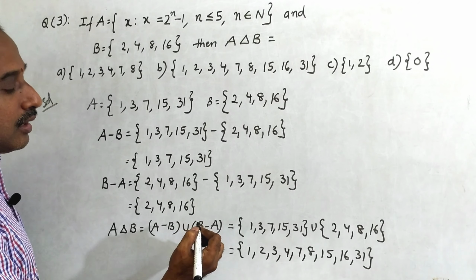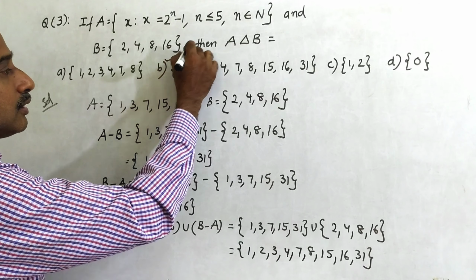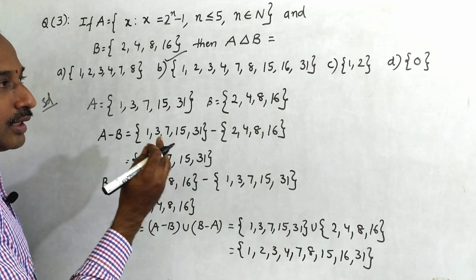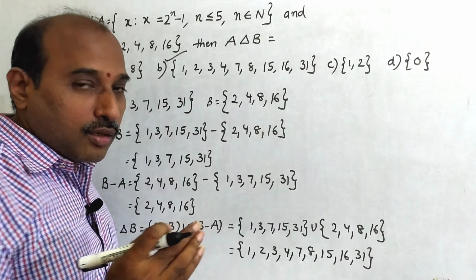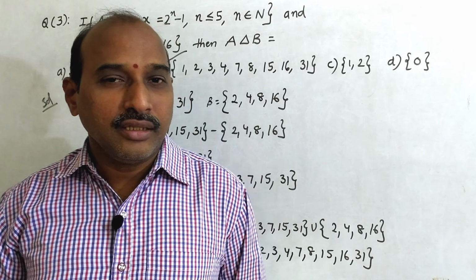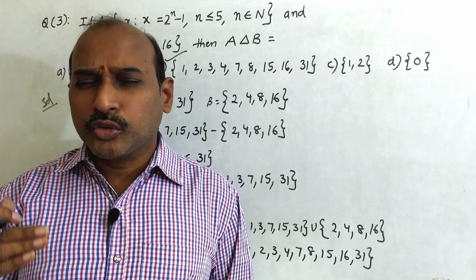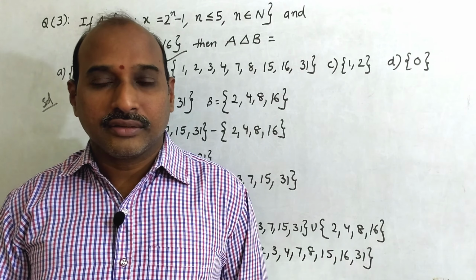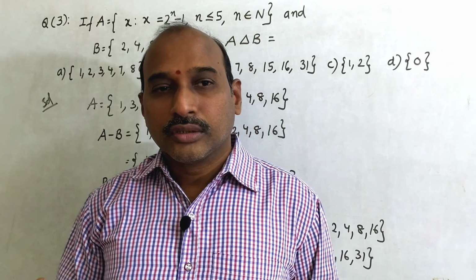Now what is the answer in this? Here B is the correct option. So A delta B is equal to A minus B union B minus A. These are the problems which will come in the NTSC. So you have to carefully observe and learn the first concept, then you can do it very easily. For NTSC these are very useful problems, so follow that.